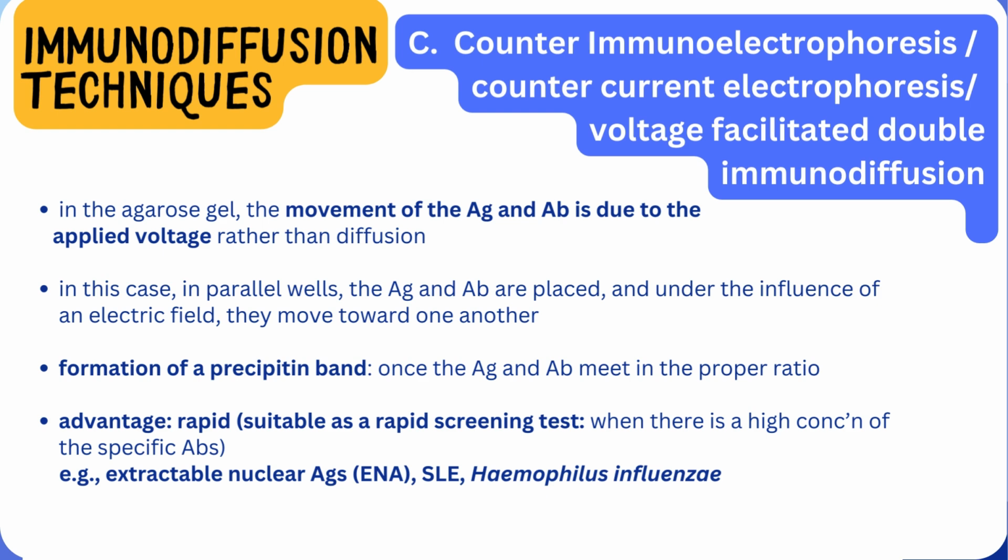This one is rapid compared to the previous one, which really eats your time. It is used largely for SLE, systemic lupus erythematosus, and extractable nuclear antigens, and Haemophilus influenzae can also be detected using this method.